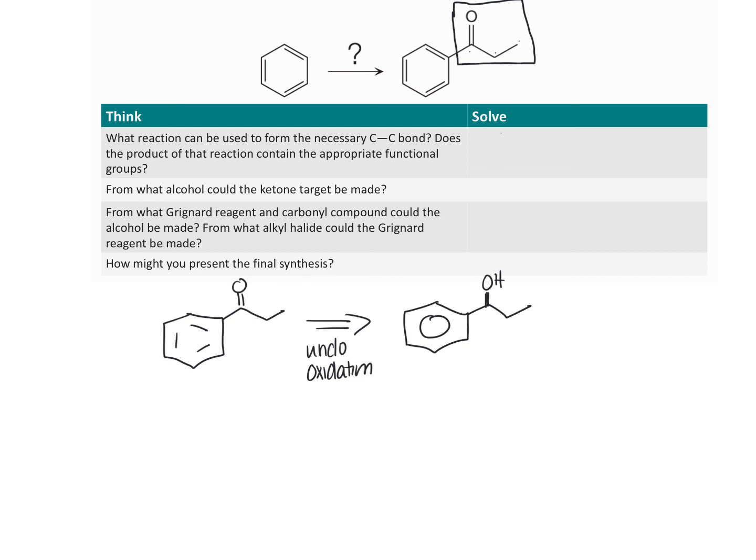Now, when we look at this, we can disconnect the carbon-carbon bond between the carbon bearing the OH and the adjacent carbon. So what I'm talking about is we could disconnect this one right here. That's where the disconnect falls. And the Grignard reagent then could be made from the bromobenzene, which could be made by the halogenation of benzene.